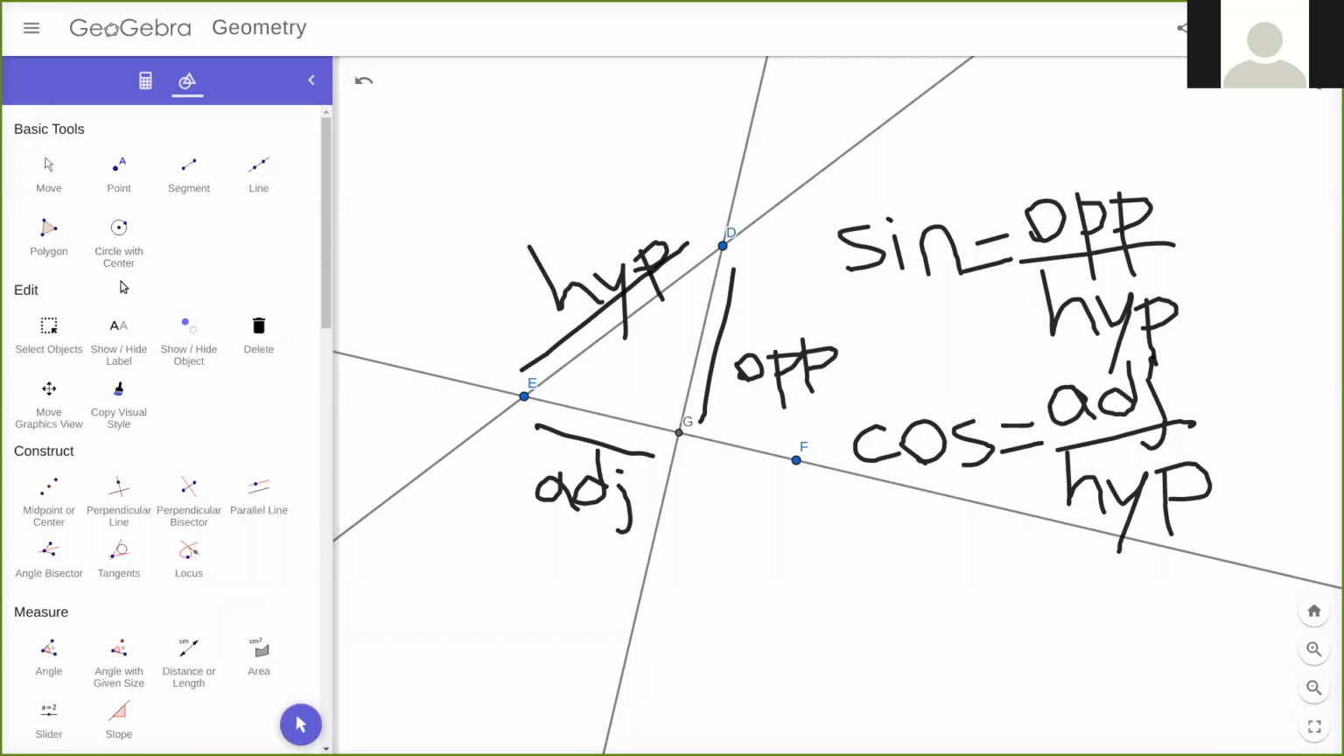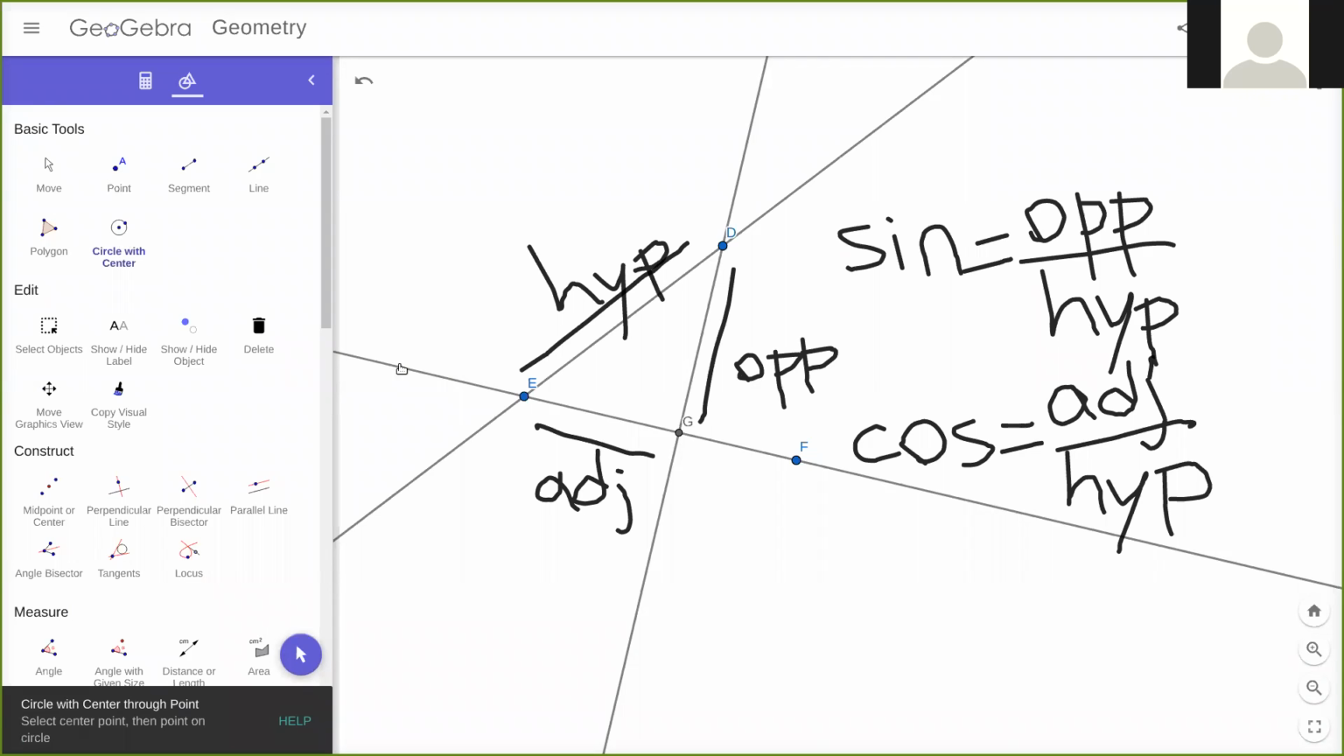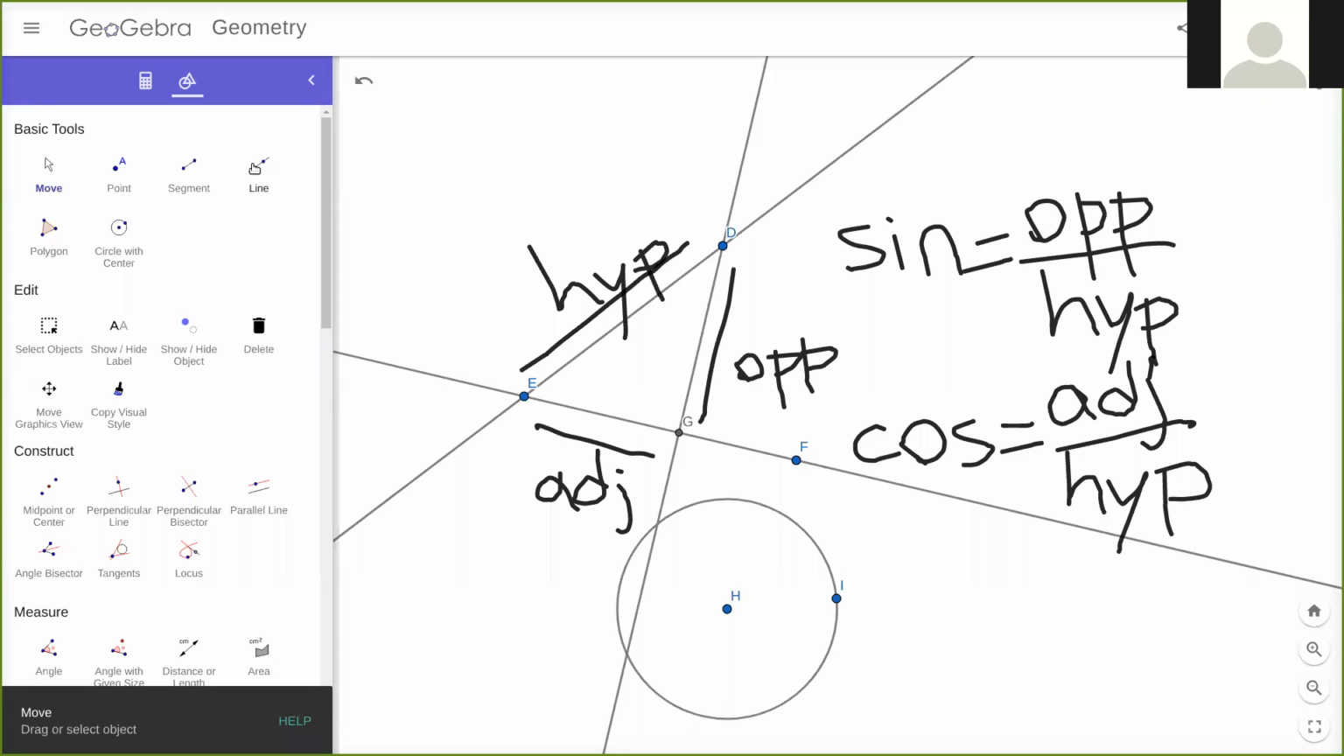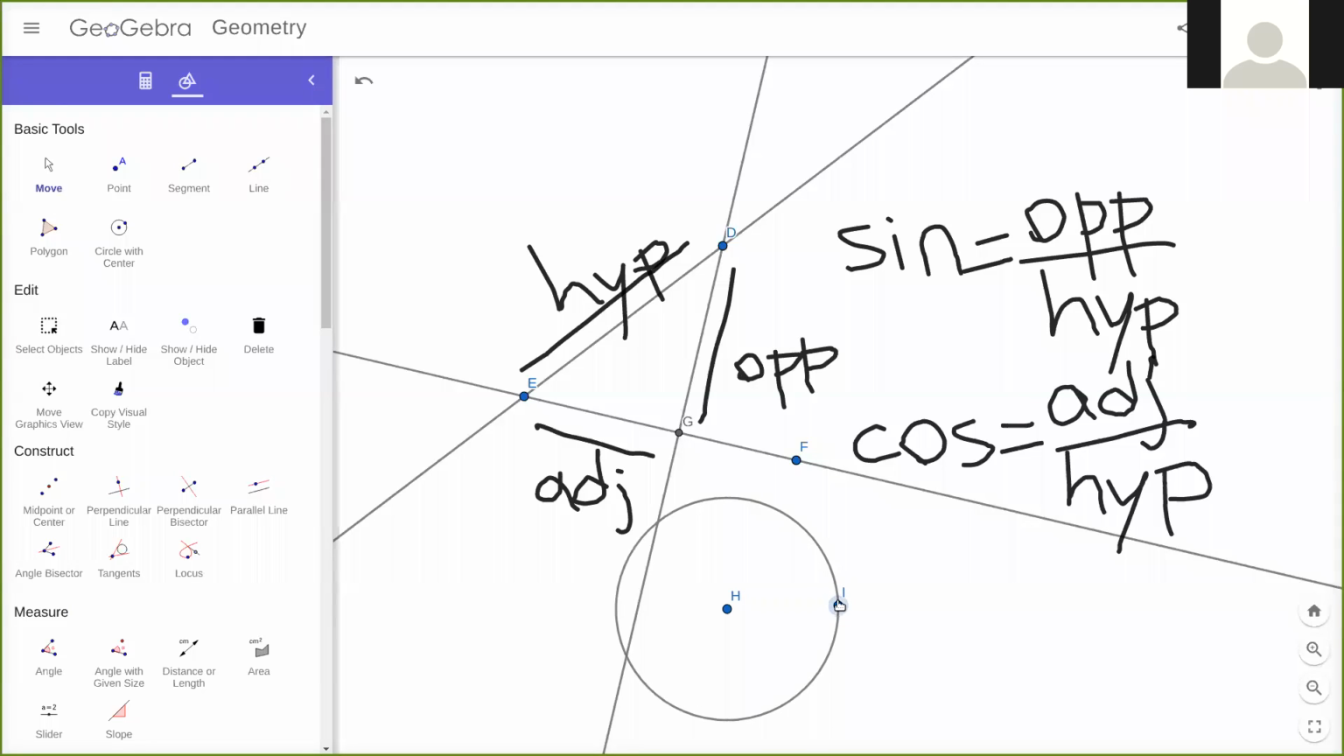So when we set the hypotenuse to be 1, that points us to something that we use pretty often in some circumstances, which is the unit circle. So if we have a circle with radius 1, and I'm not sure about the scale on GeoGebra, but let's just assume this has radius 1.